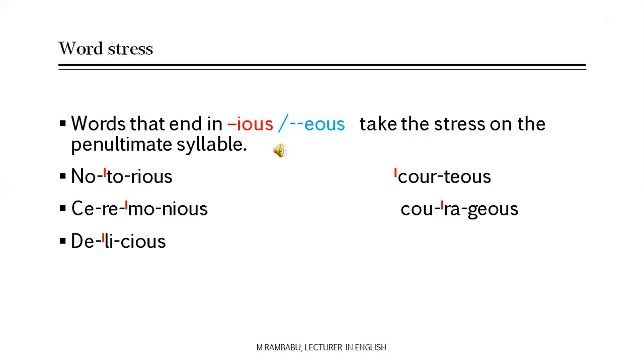For example, notorious. This word has 3 syllables. Here, the second syllable is stressed. Ceremonious, delicious, courteous, courageous.